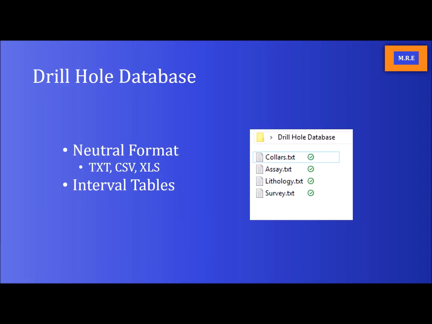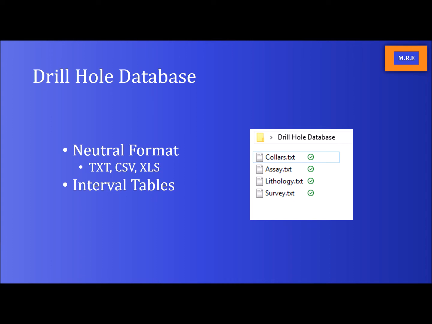So drill hole data, that's another important category. What we're looking for is usually a series of files like I'm demonstrating here. You'll find collar files and assay files, lithology, etc. And we usually want those in some kind of what I'm calling a neutral format, a format that I can import into any software package. We're definitely not looking for file formats that are specific to, say, a particular mineral resource modeling software.